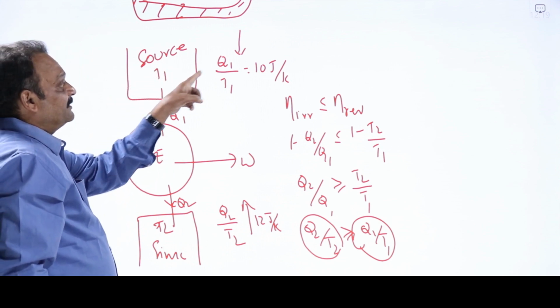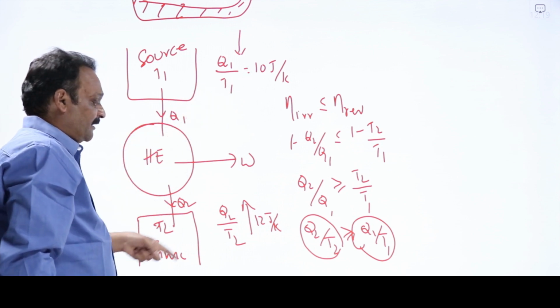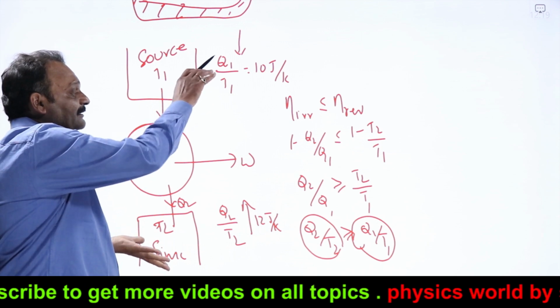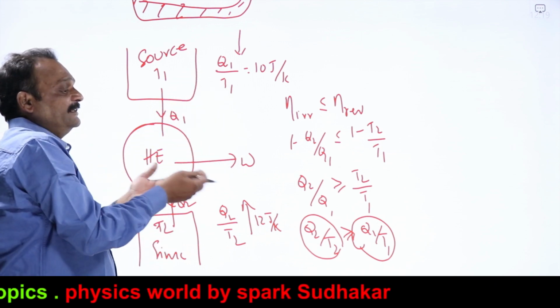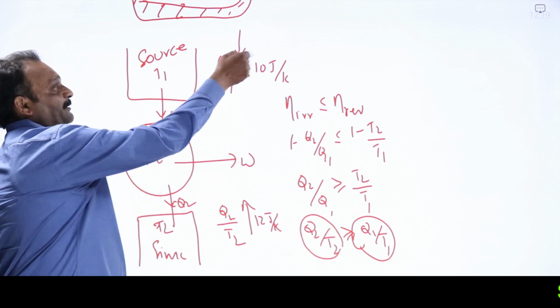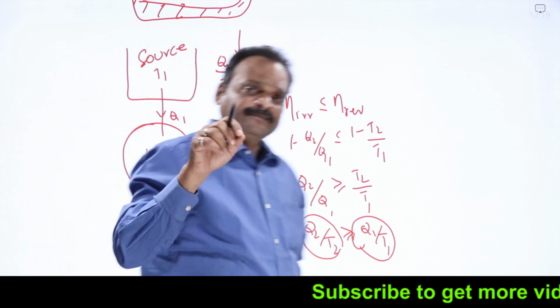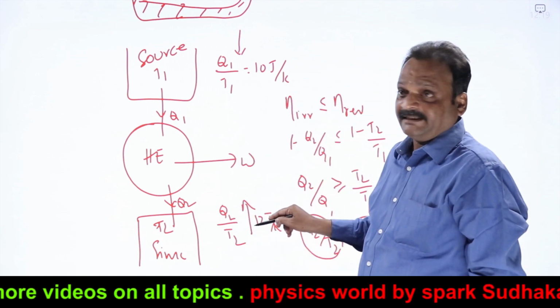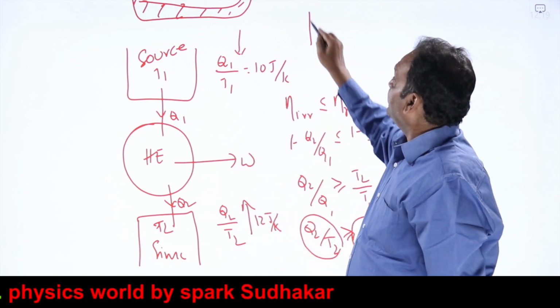Surroundings entropy at one place has decreased by 10 joule per Kelvin. At another place it has increased by 12 joule per Kelvin. That is, net surroundings entropy has increased by 2 or 3 joule per Kelvin. Okay, that is system plus surroundings entropy. System's entropy is remaining constant here, but surroundings entropy is increasing by some amount here. That is, universe entropy increases.